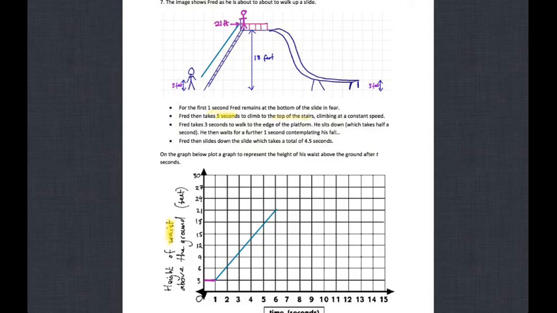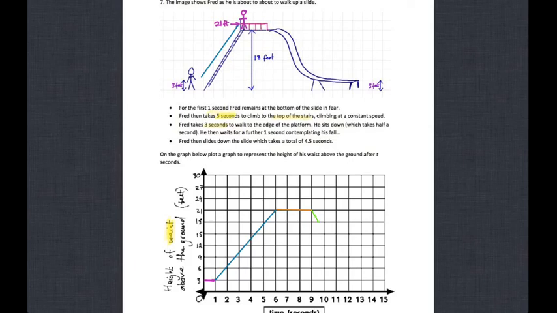A couple of people made this mistake where they drew it only up to 18, and a couple of people also did it 5 seconds from the start, not it takes him 5 seconds. Okay, he then walks across to the edge of the platform, which takes 3 seconds, which would just be a nice horizontal line. He sits down, which takes half a second, so his waist will go from 21 feet in the air to 18 feet in the air.